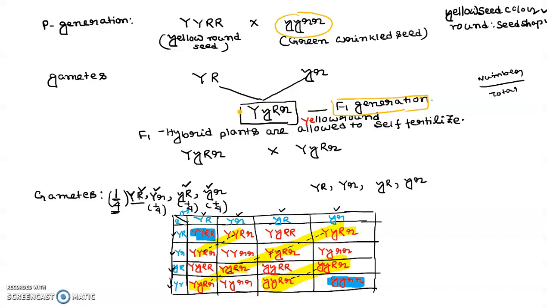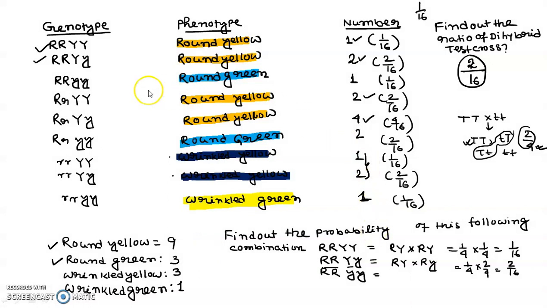Now coming to Mendel's dihybrid cross. Here you see a yellow round seed and a green wrinkled seed. If we cross them, we get this F1 generation. Then here we get the checkerboard. These are the gametes. Now you can see the genotype capital R, capital Y, which is round yellow, and capital R, capital Y, small y, also round yellow.